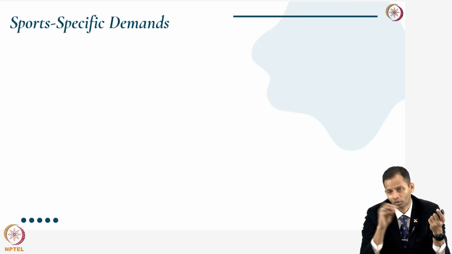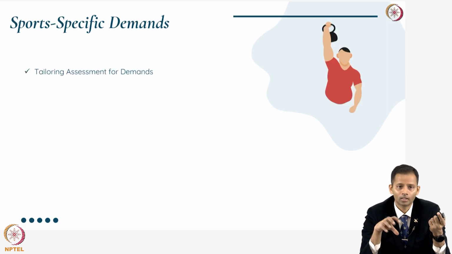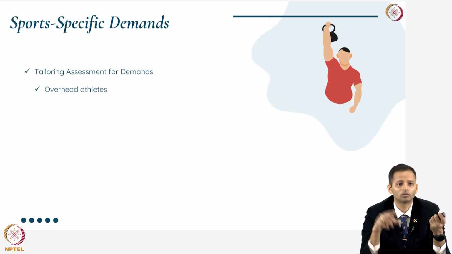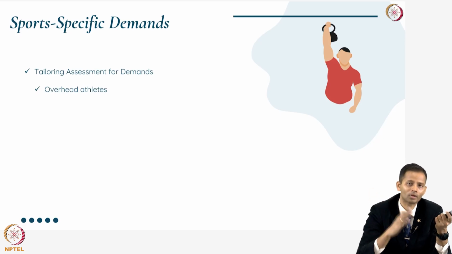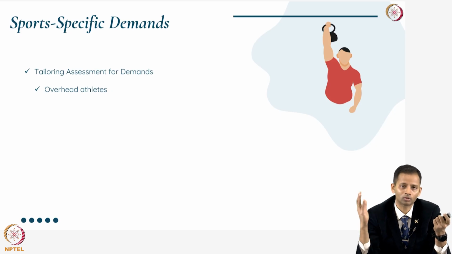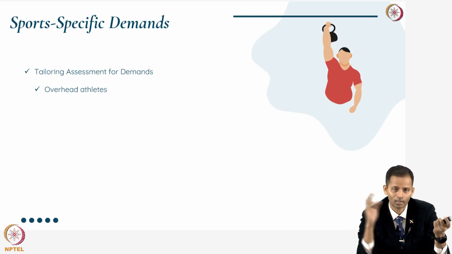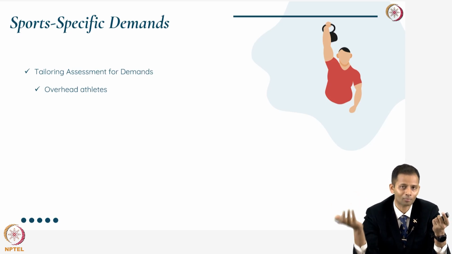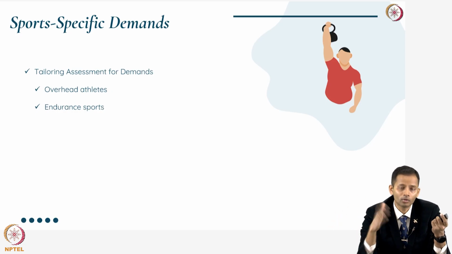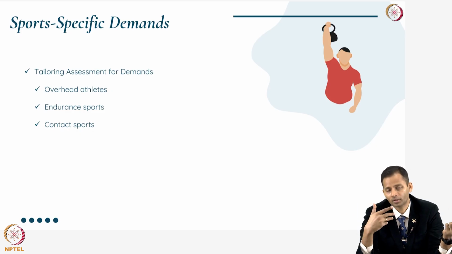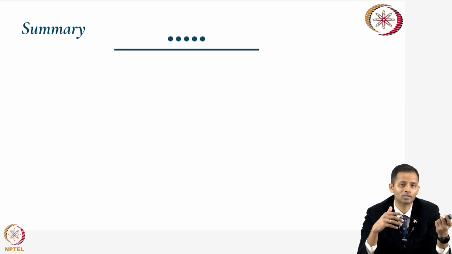So whatever be the assessment technique, if we are not focusing on the sport specific demand, then that may not yield you the appropriate optimum performance, right? So it is important to focus on specific needs of the sport. Say, overhead athlete, then you will have to focus accordingly on the range of motion at the optimum range that is required at a particular joint, say shoulder joint and the scapulothoracic joint. Endurance sports need a different kind of approach. Contact sports would need a different kind of approach. So it's important to consider these aspects.